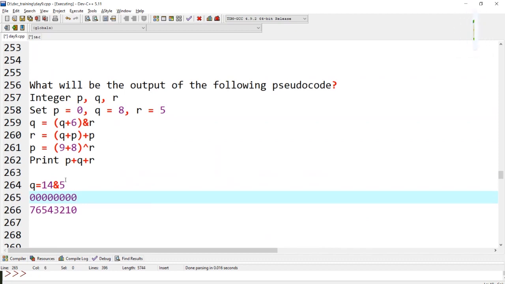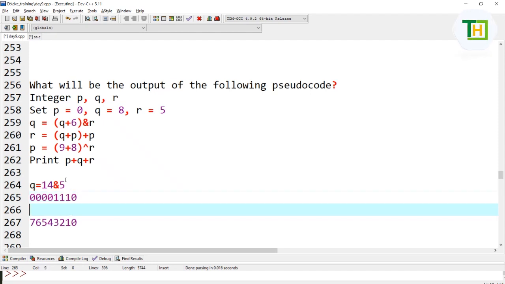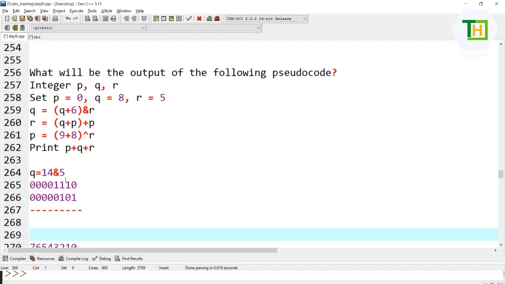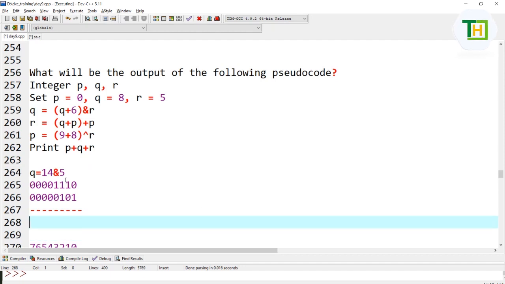14 means we have to go for 2 power 4, which is 16. That's why I'm not going for that one. 2 power 3 is 8, 8 plus 4 is 12, 12 plus 2 is 14. This is 14. And 5 is 101. Now I'm going to apply the AND operation. AND means if both are 1, then only it will be 1.